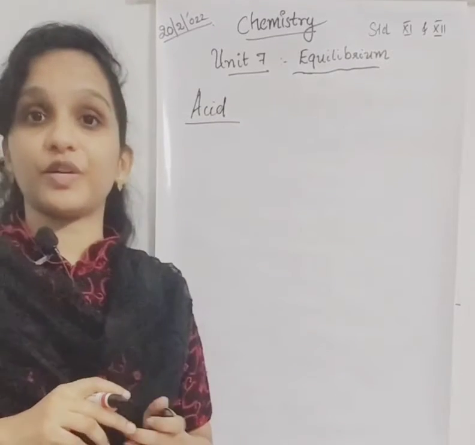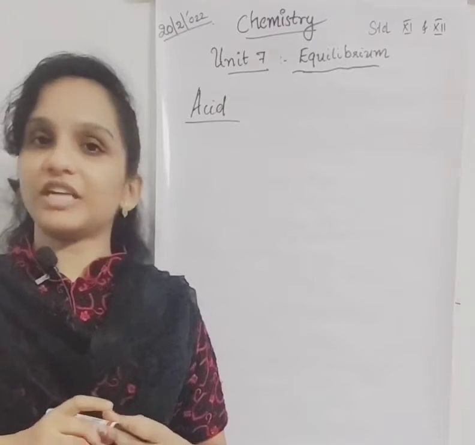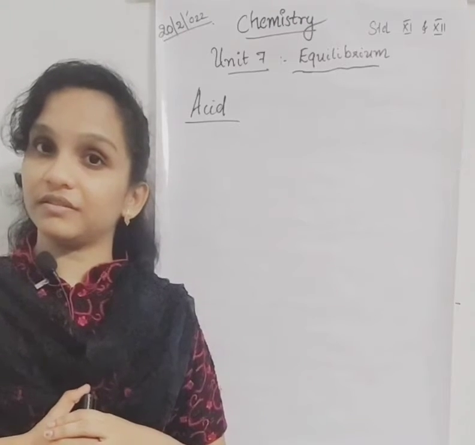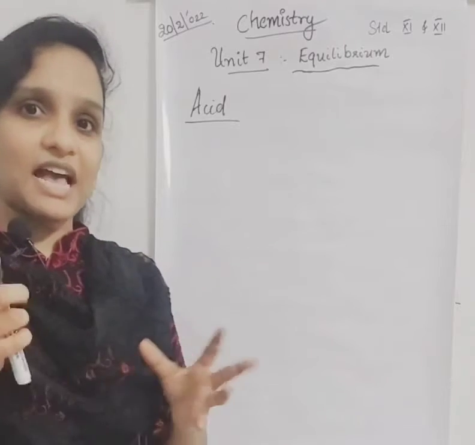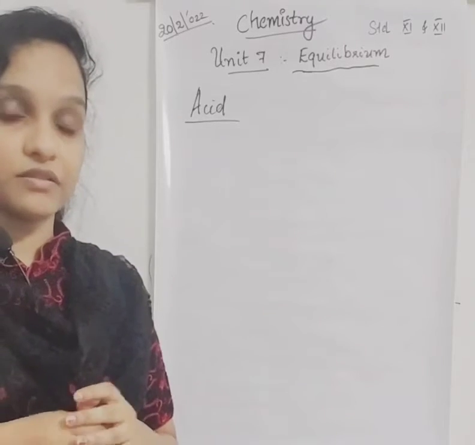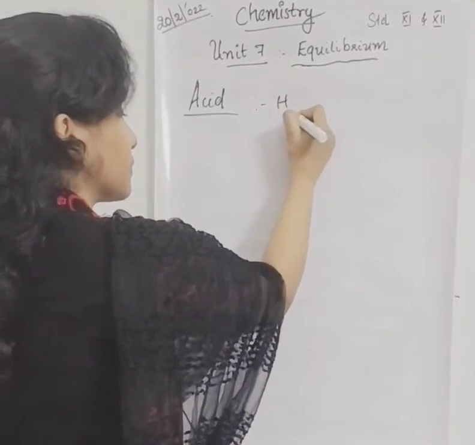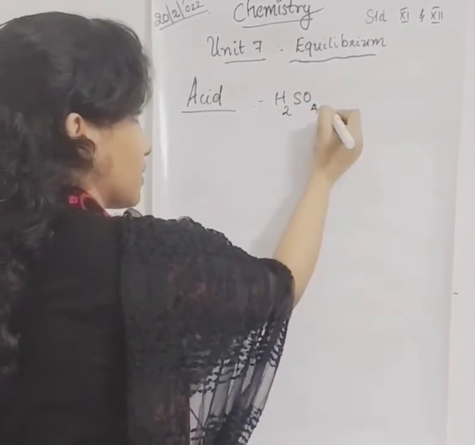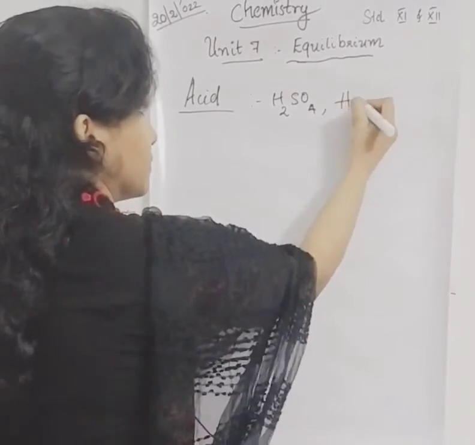Which is the acid present in lemon? Citric acid. Which acid is present in milk? Yes, you are right, it's lactic acid. Now, which acid is known as the king of chemicals? Sulfuric acid. Any other examples? Hydrochloric acid.